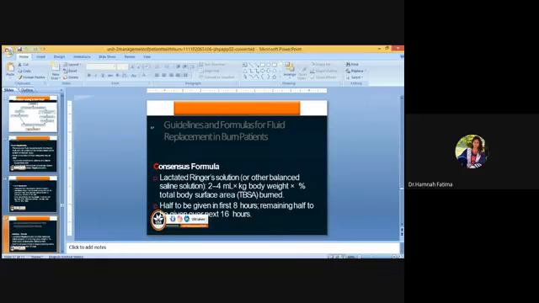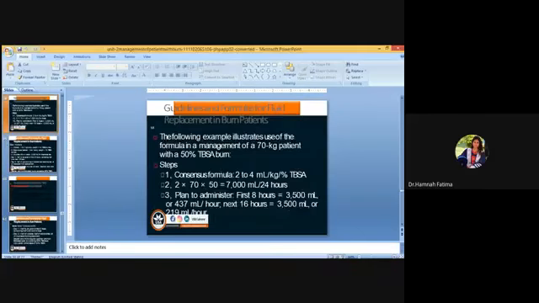Let's suppose body weight is 60 kgs, 60 into 25 into 4 ml. It is 6,000, right? 6,000 means 6 liters. So in the first 8 hours you will rush about 3 liters of fluid, and the remaining 3 liters in the next 16 hours, right?